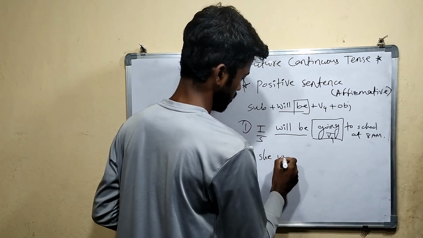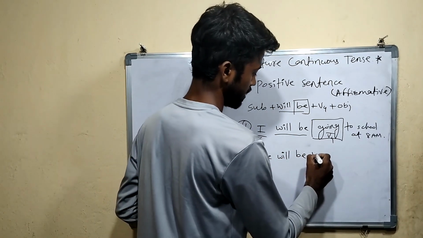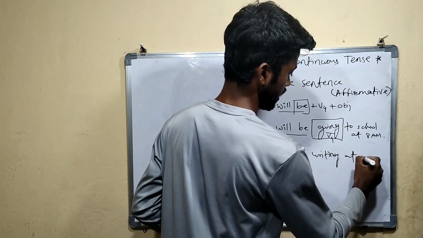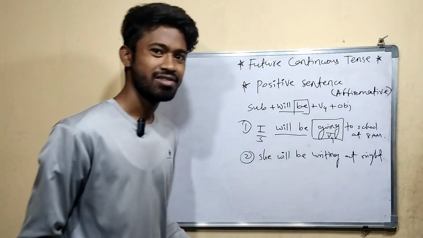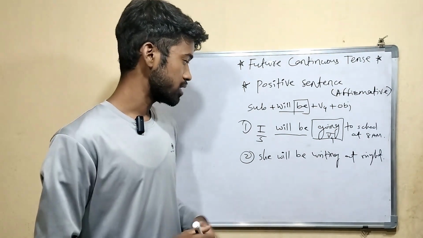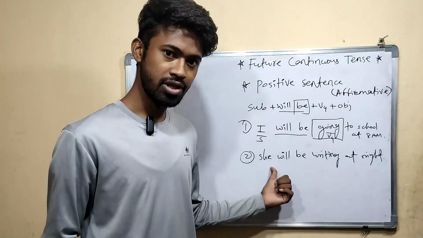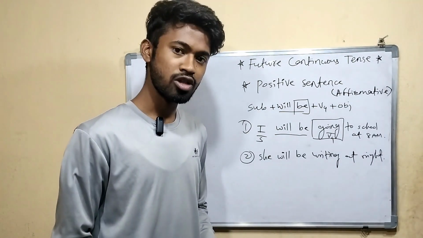She will be writing at night. So what is the example here? She will be writing at night. Now she is the subject, will be is the helping verb, writing is the fourth form of verb, and the remaining part is the object.